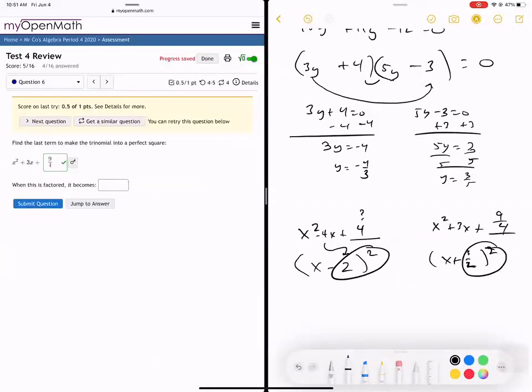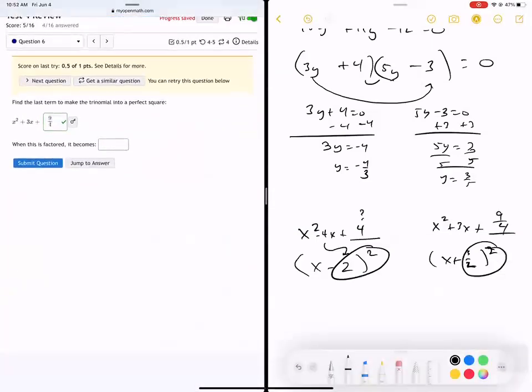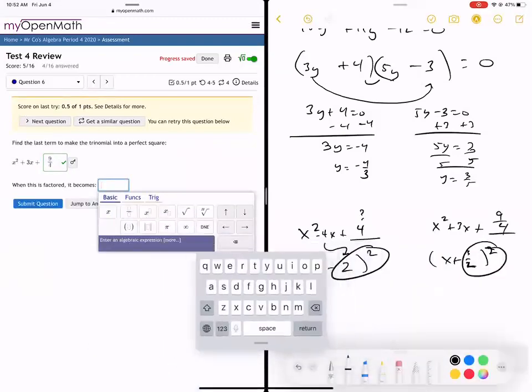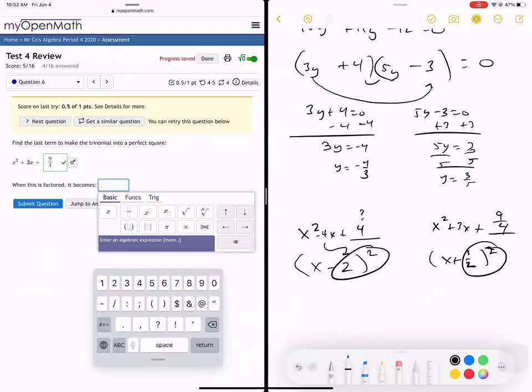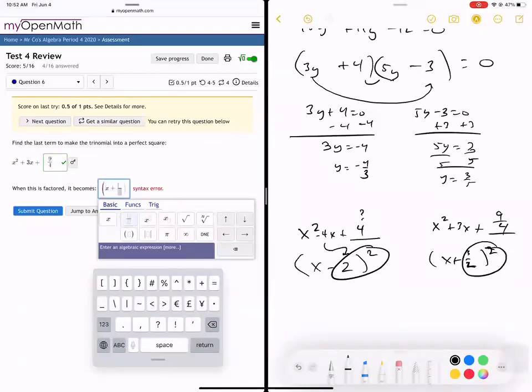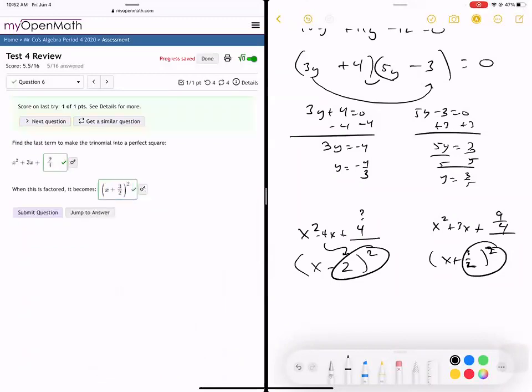Oh, 9 over. Oh, whoops. And then the next question, I didn't answer the next question. What are the factors? The factors are parentheses y, this is x, I'm sorry, x plus fraction 3 over 2, close parentheses, oops, exponent squared. Bam. Okay.